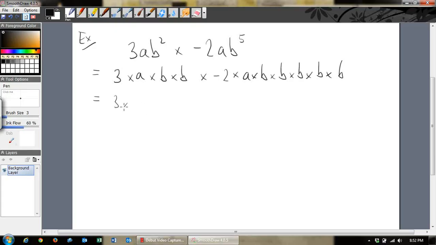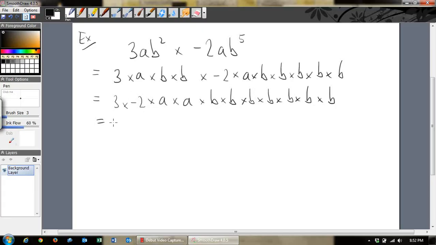So this means 3 times negative 2, put the numbers at the front, and then the a's. We've got one a here, and then we've got another a there. So it'll be a times a, times, and then we're going to do the b's. We've got b times b from here, and then we've got these 5, so times b times b times b times b times b. Okay, so just rearrange that.